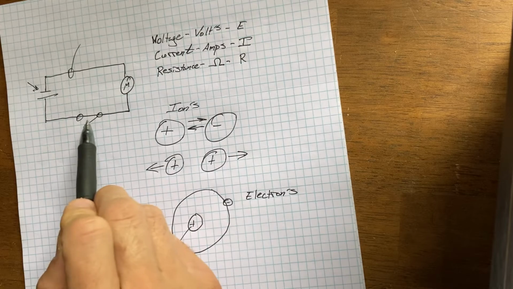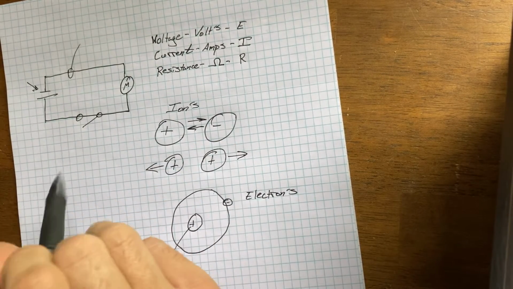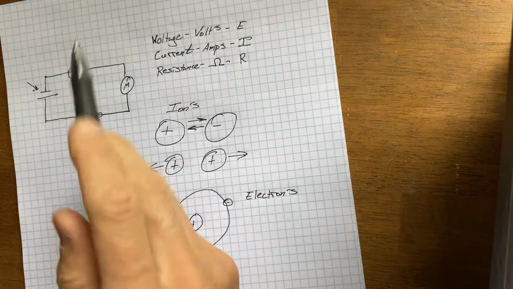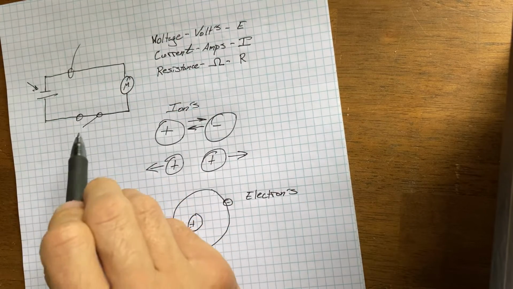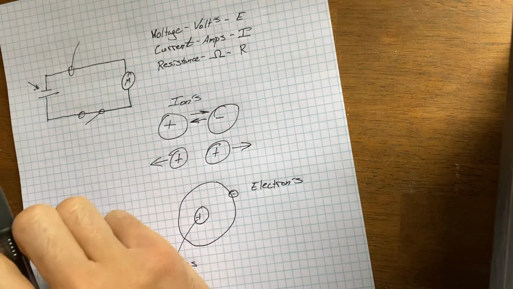And I've also got a switch drawn in here, because that's how you would control a motor or a light bulb, with a switch. Turn it on and off. And what that does is interrupt the flow of current through the circuit.